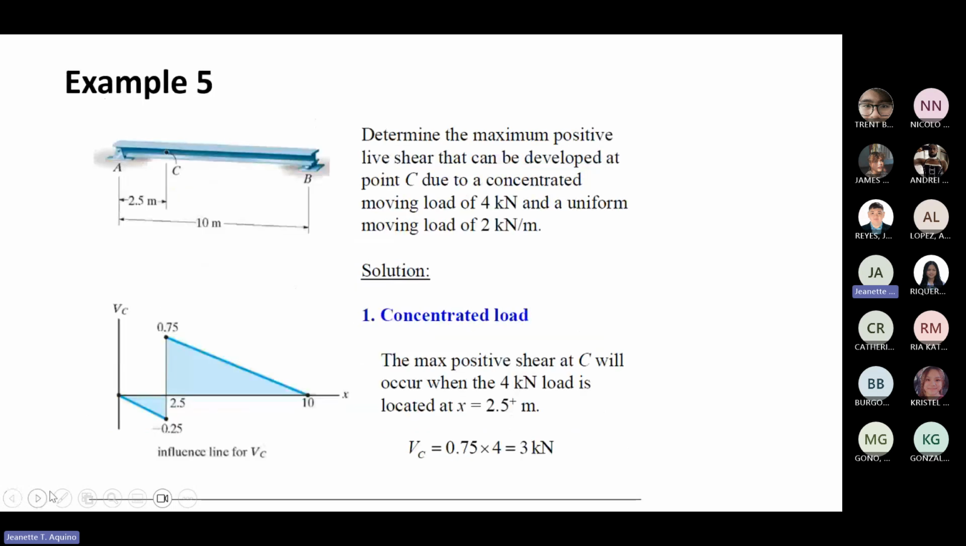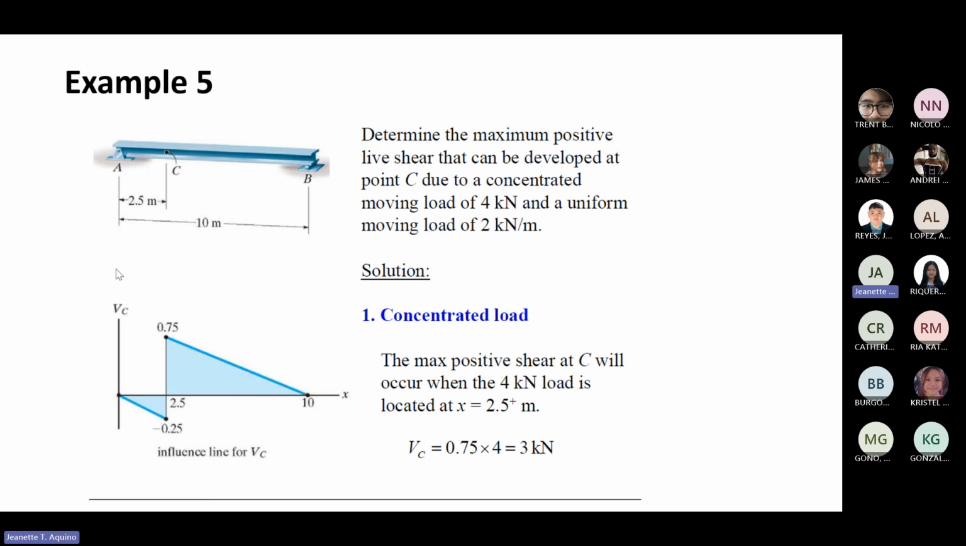So it's an application. You already have the intensity of the loading, the concentrated moving load and the uniform load, for this example 5. We have a simply supported beam, hinge at A, roller at B, and our point of concern is at point C, which is 2.5 from support A. Determine the maximum positive live shear that can be developed at point C due to a concentrated moving load of 4 kilonewton and a uniform moving load of 2 kilonewton.